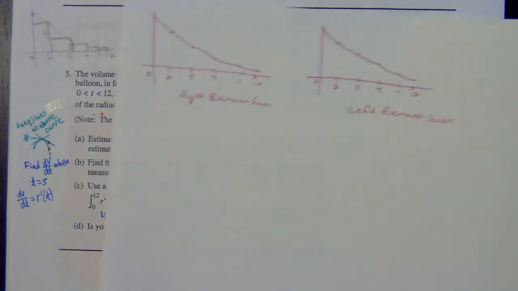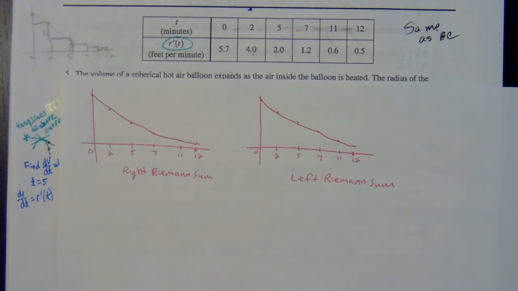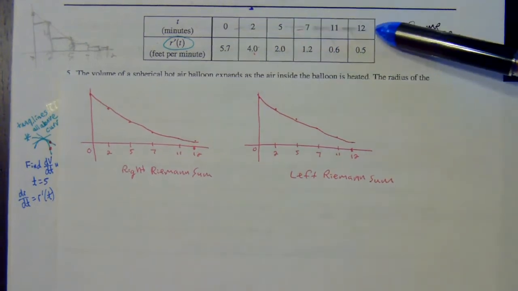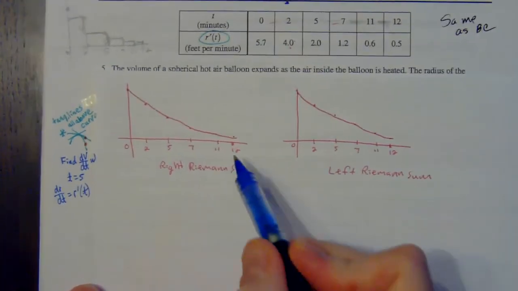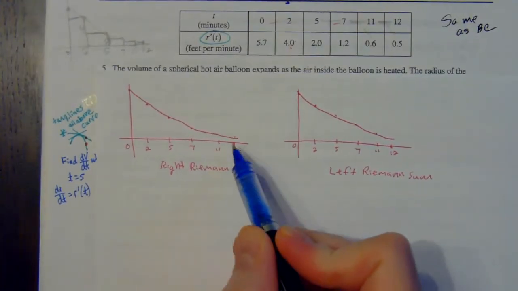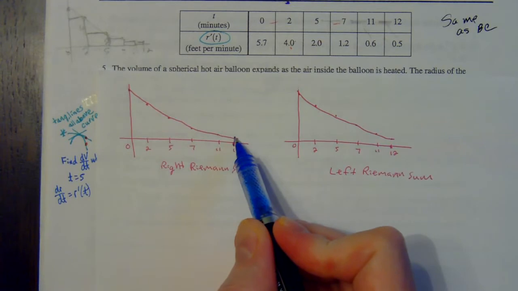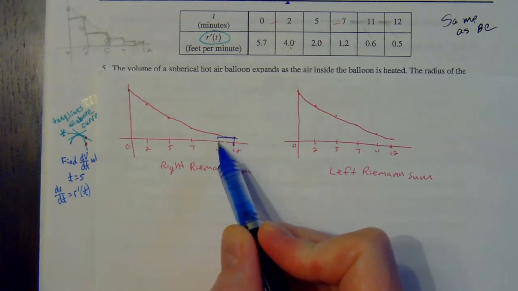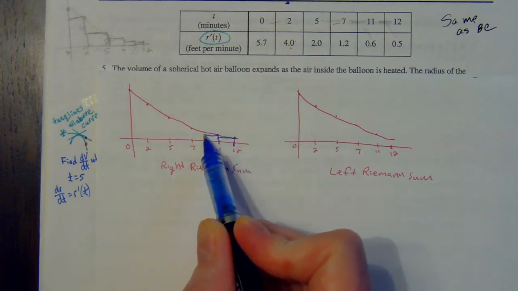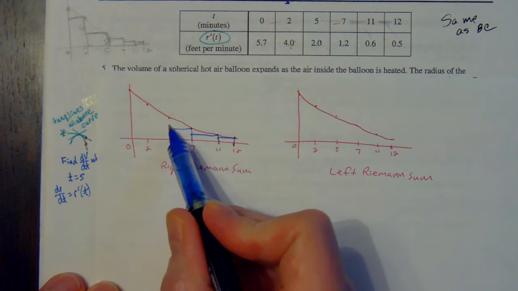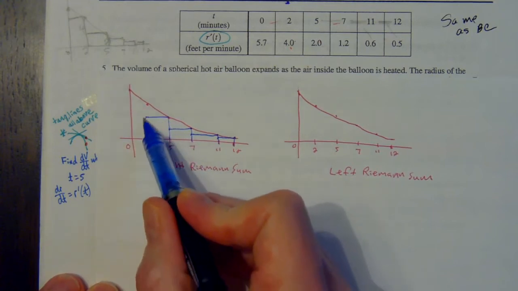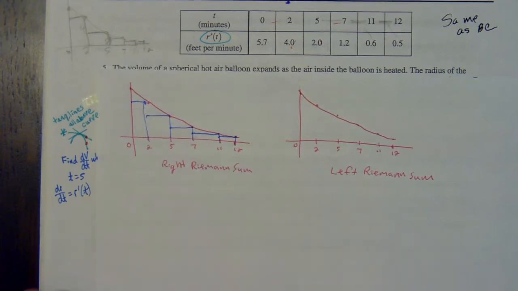So let me do a little problem here. I did a rough sketch of these points, and here's what it means by a right Riemann sum. That means you start at the right side of your interval and draw up to the curve, then draw your height over and stop at the next increment. Then you go up to the curve, draw the height over, and repeat. Those are your rectangles.